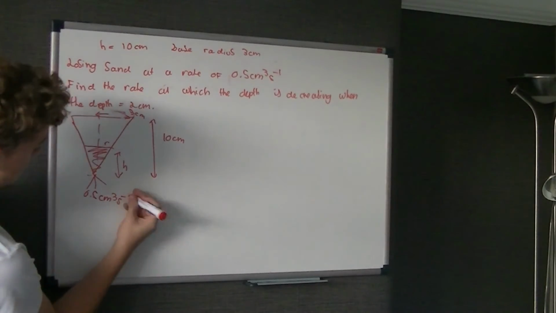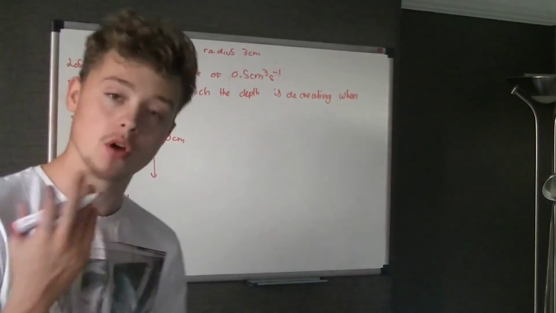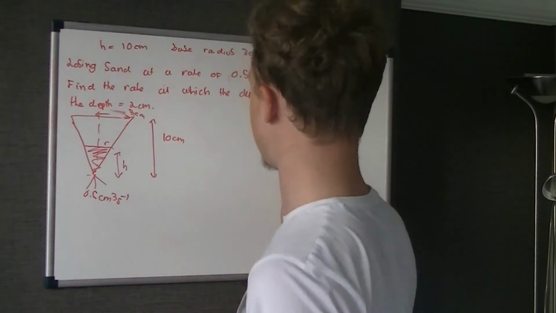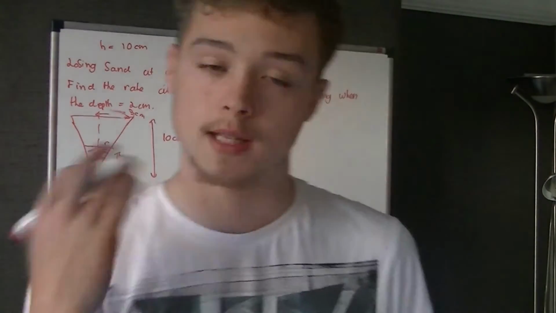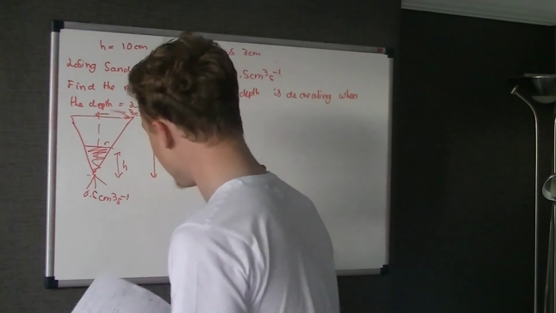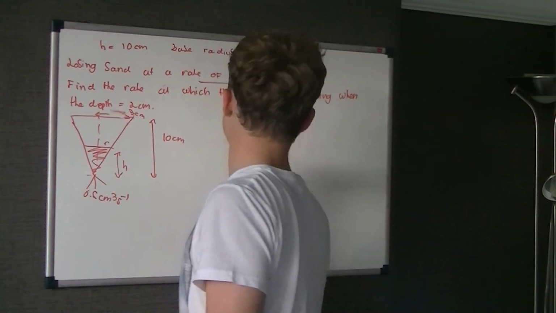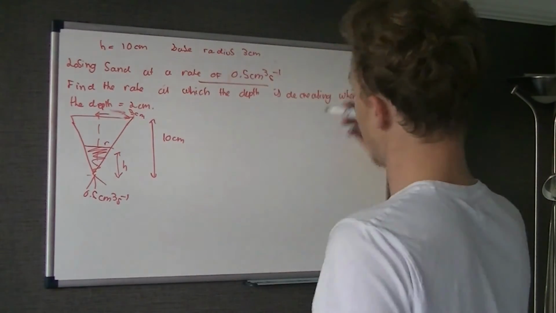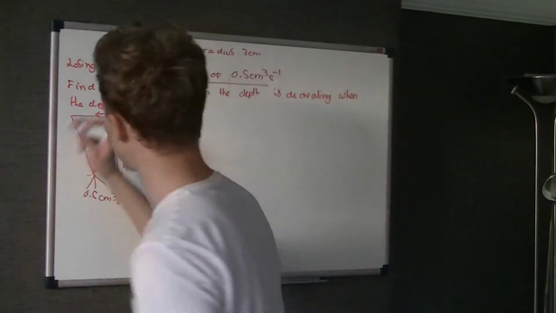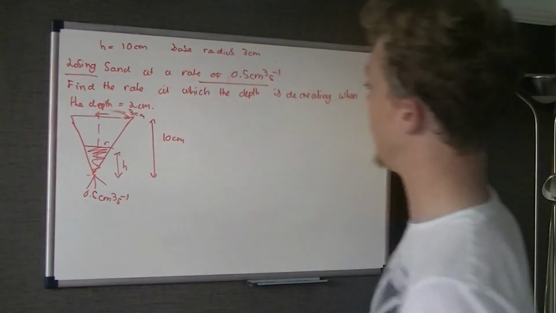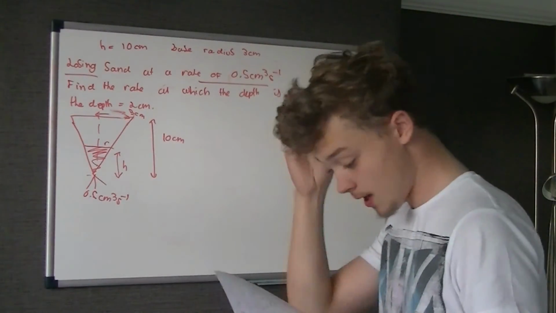Now, just as before, I said what they'll give you when we relate to the chain rule of dy by dx equals dy over dt times dt over dx. They'll give you the rate of something. Now, they've given us the rate, saying it's losing sand at a rate of 0.5 centimetres cubed per second. Keyword there being losing, because it's reducing.